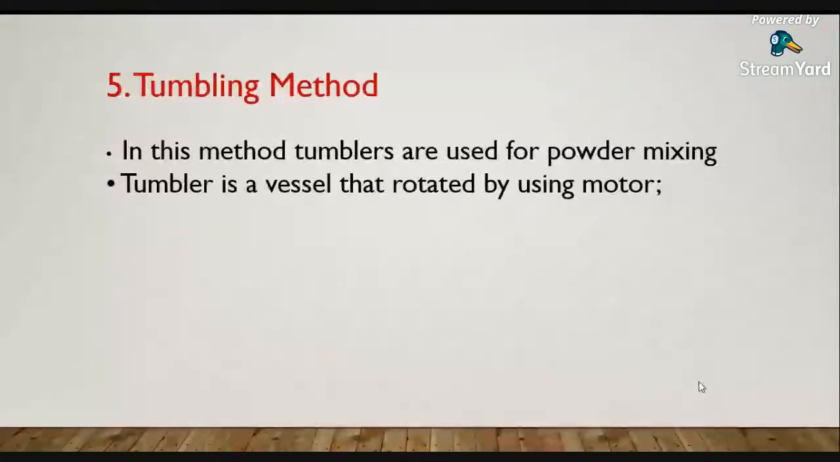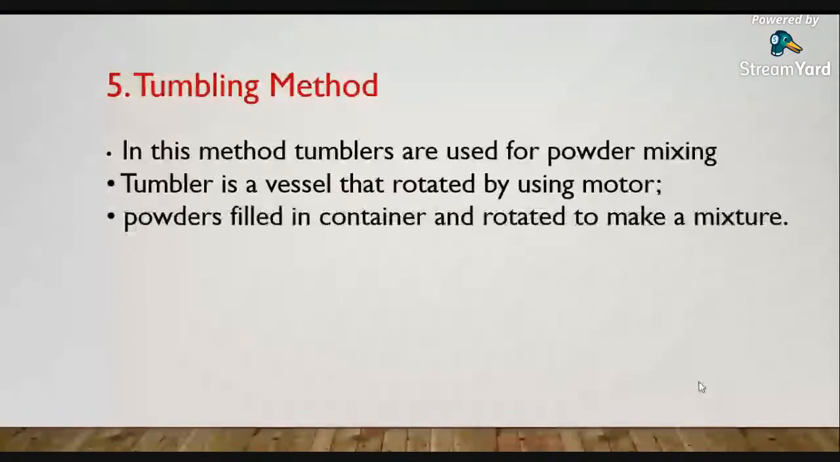Then, tumblers are small size or large size vessels which are rotated by using an electric motor, and in the tumblers we have to feed the powder. After rotation of the tumblers, we get the mixing of powder. The tumblers are also known as containers, and they have different shapes like cubic, spherical, Y shape, V shape.